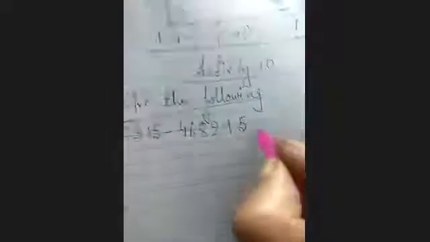Solve. This is question number 1. Solve the following. Question number A. There is 7,315 minus 4,682 plus 5,212. So as I have said, you have to do addition first and you have to keep the friends together. So friends are the addition one. So we will be doing addition first.